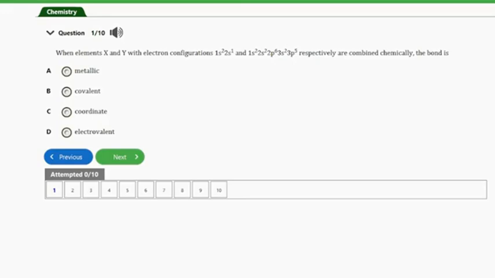This question entails that there is a bond between a metal and a non-metal. An element that has 2s1 is a group 1 metal, and an element that has 3s2, 3p5 is a group 7 non-metal. So guys, a bond that is between a metal and a non-metal is an electrovalent or ionic bond. That's the answer to that question.